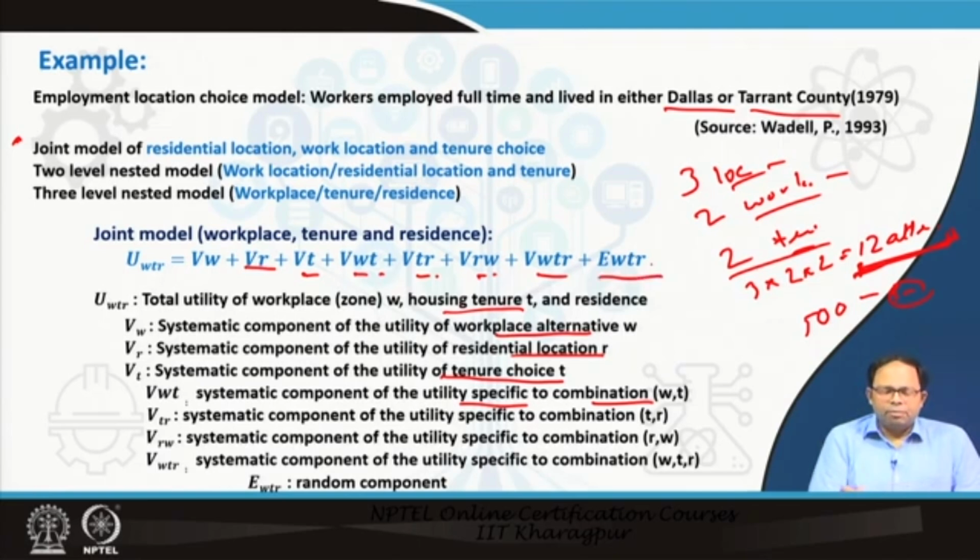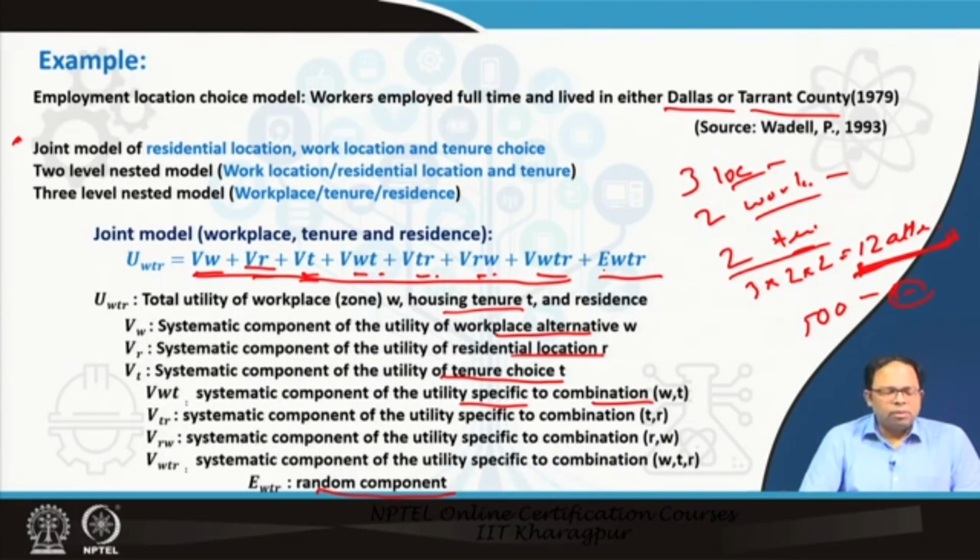Then EWTR is basically the random component that is also in the model. So, this is the systemic part, this is the random part. Obviously, when we develop our logit, we use the systemic part. That means we would have attributes for VW, VR, VT and all the interaction terms in our utility model. So, this is the joint model.